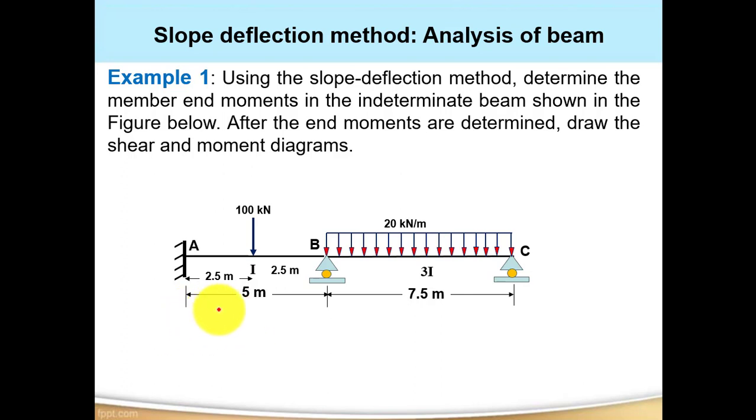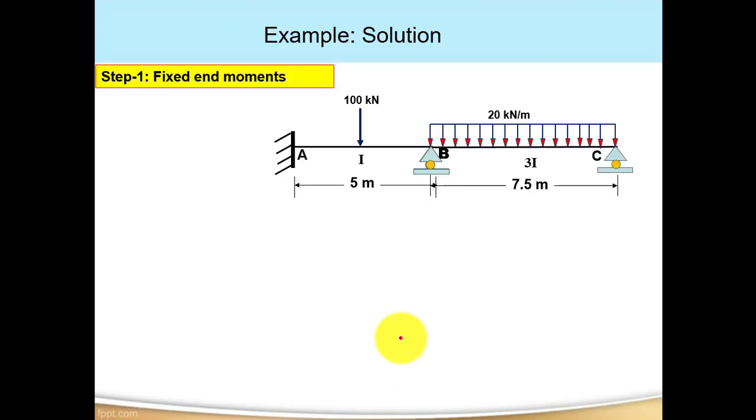Okay, this is the beam. A is a fixed support, B and C are roller supports. Member AB is subjected to a 100 kN downward force at the center, and its moment of inertia is I. Member BC is subjected to a 20 kN per meter downward force, and its moment of inertia is 3I. The length of member AB is 5 meters, and the length of BC is 7.5 meters. Now let us go to the solution.